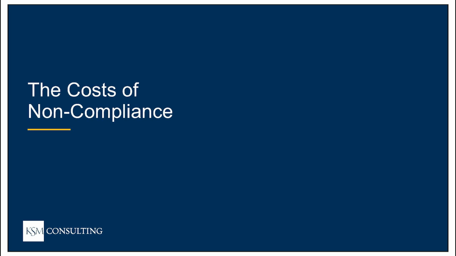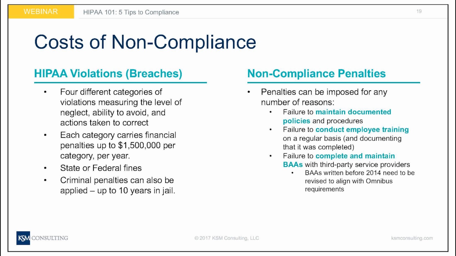Speaking of the auditing and those compliance issues, let's talk about the cost of noncompliance. When you think about noncompliance, your first thought tends to be on the violation side or a breach. There are 4 different categories of violations which measure essentially the level of neglect, the ability to avoid that breach, actions that were taken to correct it, the number of affected individuals or affected states even. Each of those categories carries a financial penalty, anywhere from $100 to $50,000 depending on the category. And within each category, you can have a maximum of up to $1.5 million per category per year.